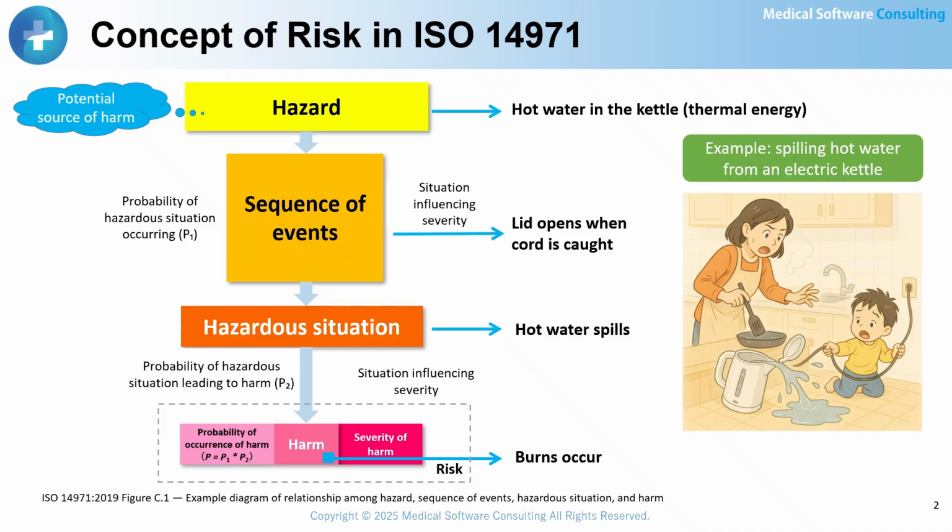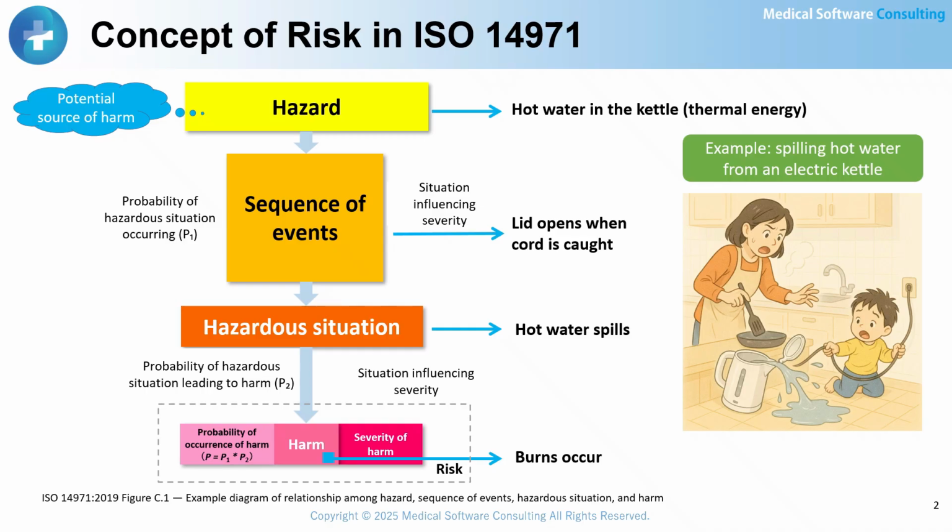In the kettle example, the hazard and the potential source of harm is the hot water, in other words, the thermal energy. A sequence of events might occur. Someone trips over the power cord, the lid opens, and hot water is spilled. This is the hazardous situation. However, being in a hazardous situation alone does not yet mean that harm has occurred. Harm occurs when someone touches the spilled hot water and suffers a burn injury.